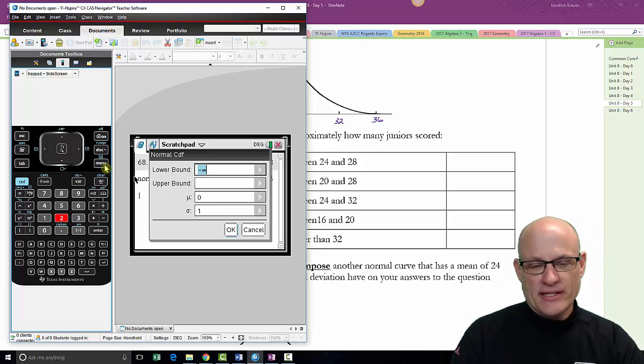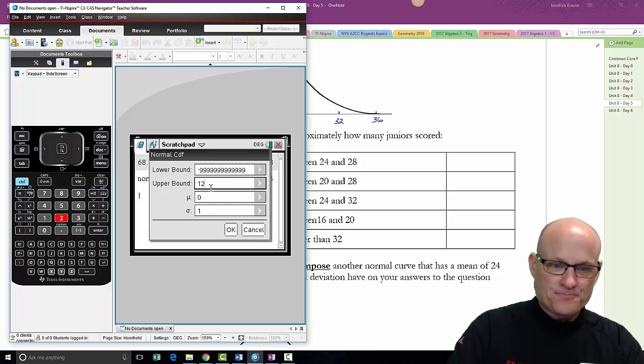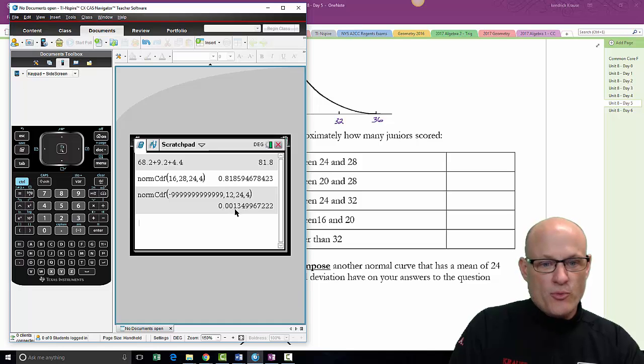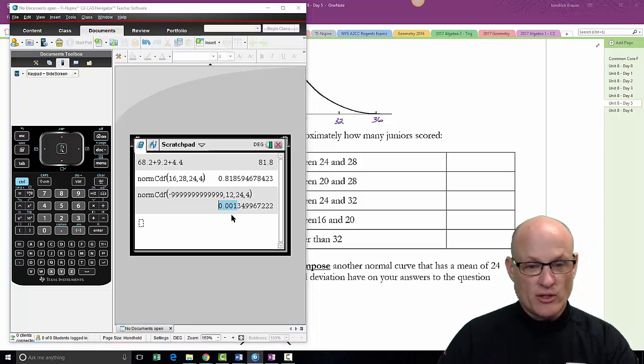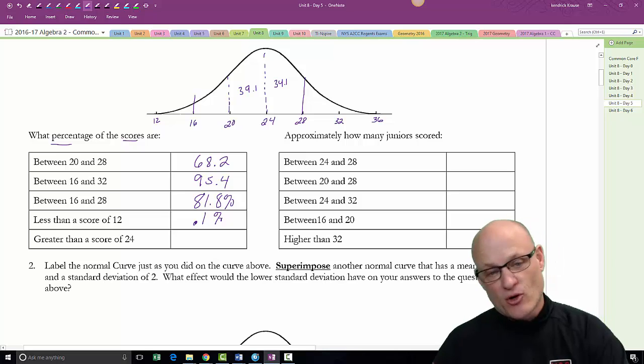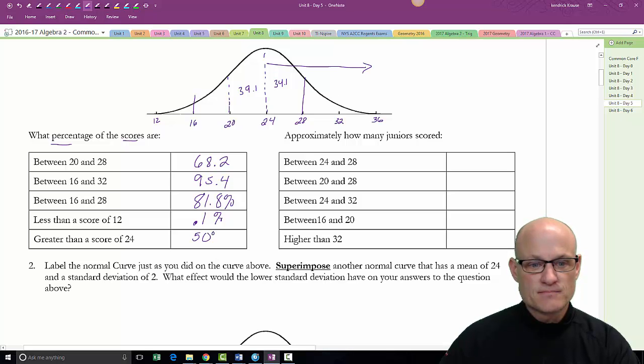Less than 12 means that I want this to be negative 9, tons of nines. I want this to be 12, 24, and 4. And we should end up with 0.1%, 0.001, but that's 1%, right? That's 0.1%. You got to move the decimal place over here. So that would be a little tricky one there. So that's 0.1%. You know, as a decimal, that's 0.001. Greater than 24. Well, greater than 24, that's easy. That's just 50%.